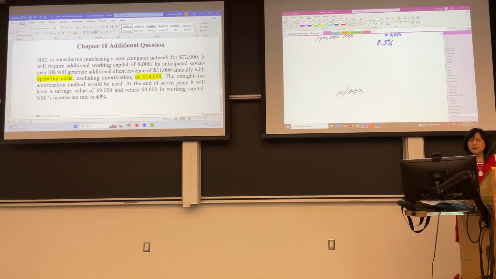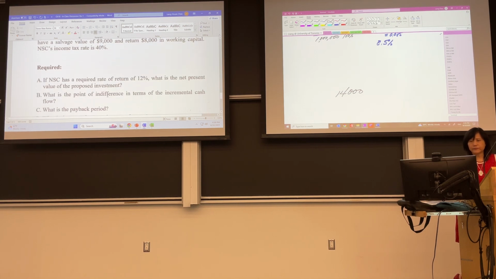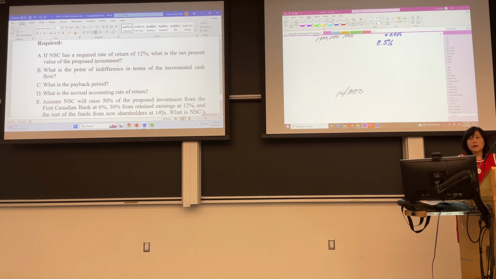Okay, so income tax rate is 40%. Required rate of return 12%. What's the net present value? What's the point of indifference in terms of the incremental cash flow? This is the same question as what we did the previous one. Just look at the cash savings. Okay, what's the payback period? What's the accrual accounting rate of return? Okay, so these are the chapter 13 material.